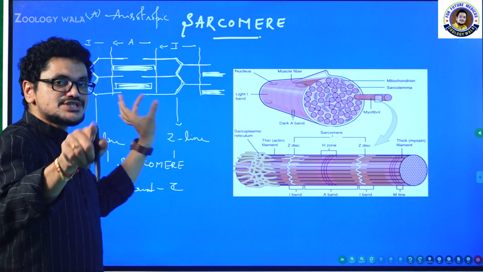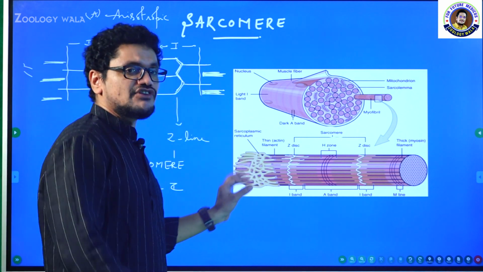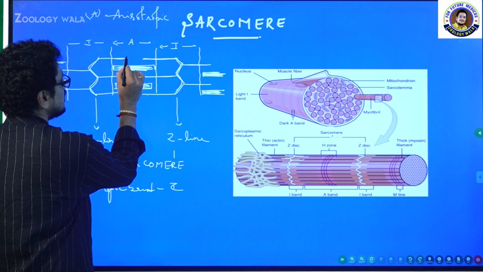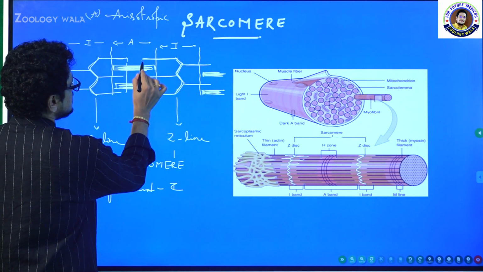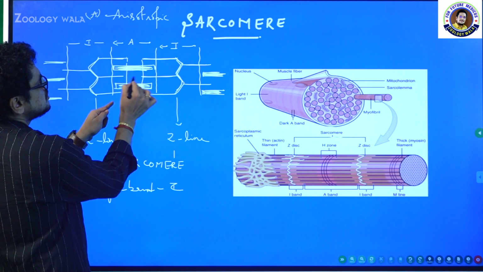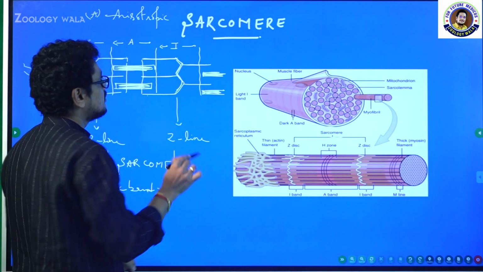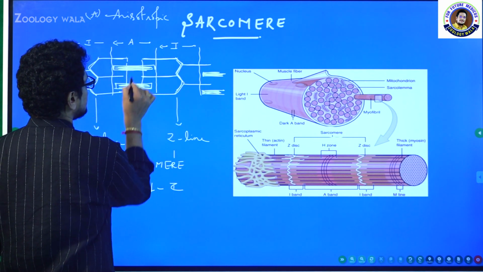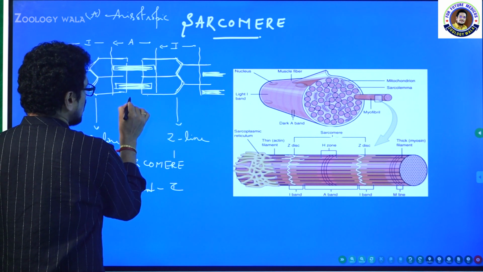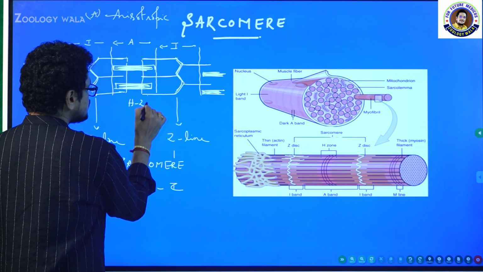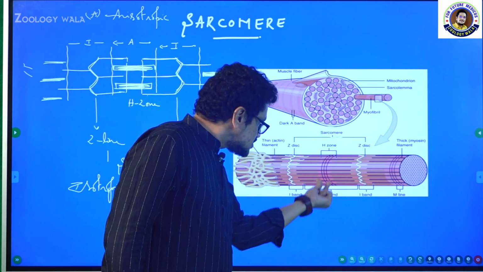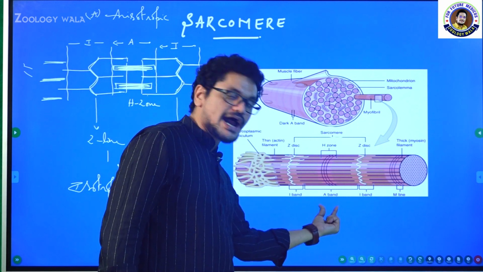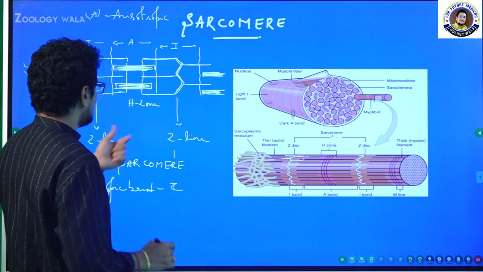And now the place where only thick filaments are present. See, this is an area in the center of the A band where only thick filaments are present. In the center of the A band, there is a zone called the H zone. The center of the A band is called the H zone.